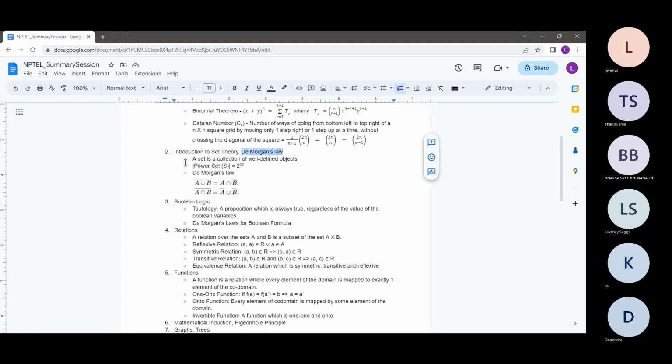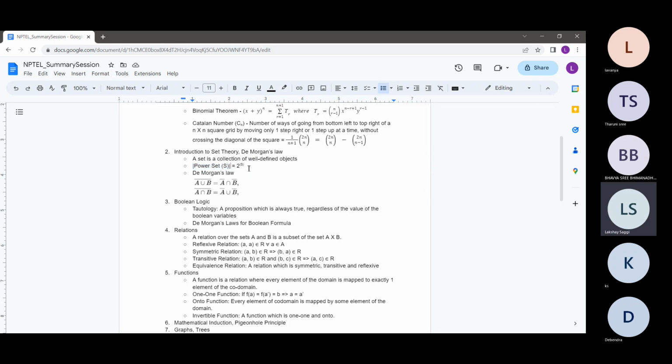So here, first of all, what's the definition of a set? A set is just a collection of well-defined objects. This well-defined part you don't need to worry about too much, but a set is a collection of objects, you can just think of mathematical objects basically. And mathematical is something which is well-defined. And then there was the concept of power set.